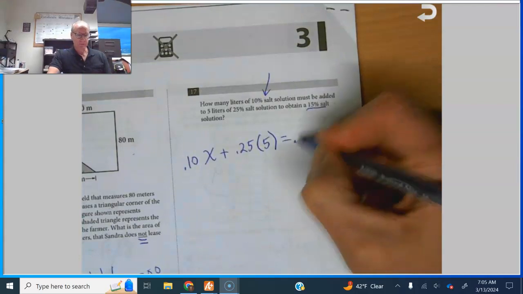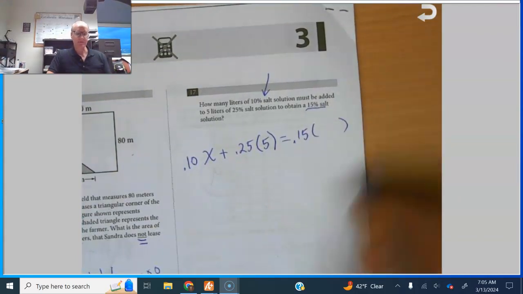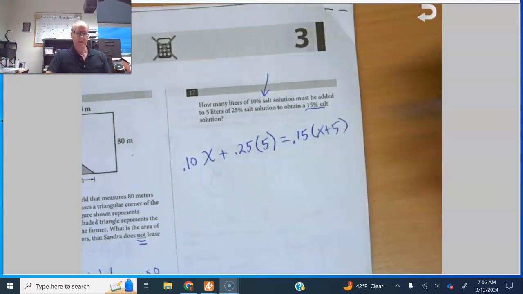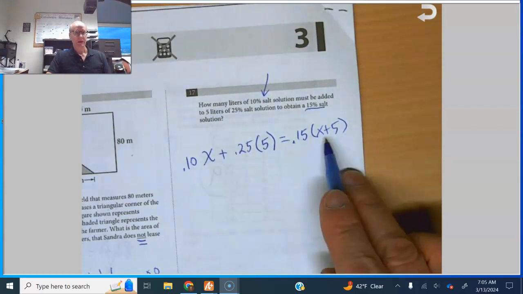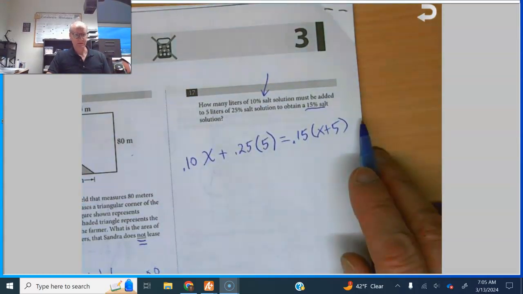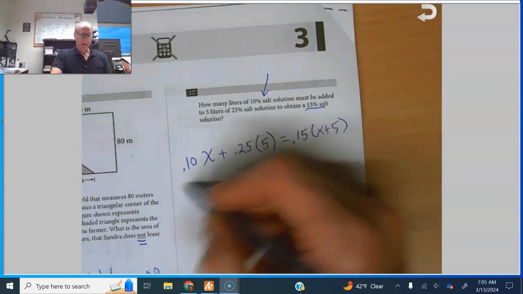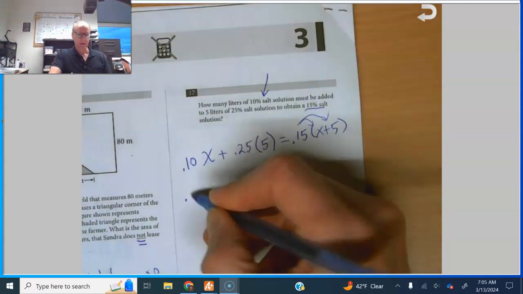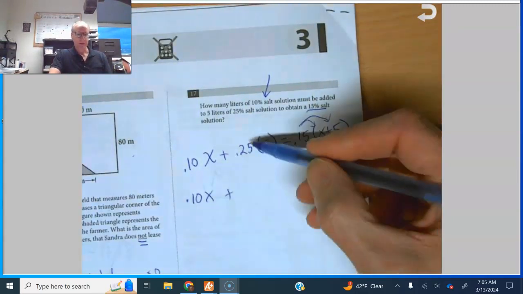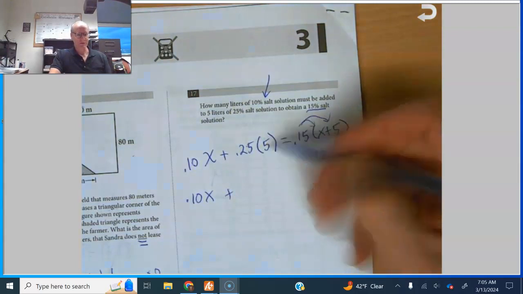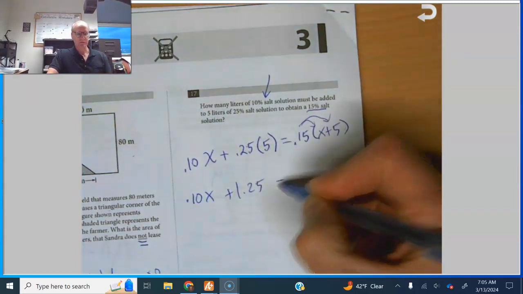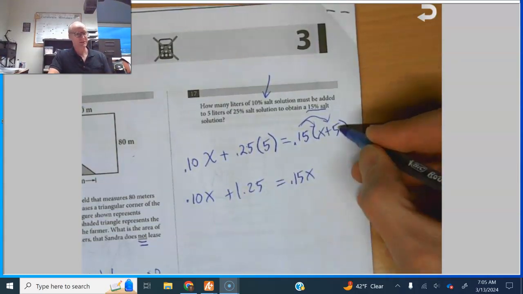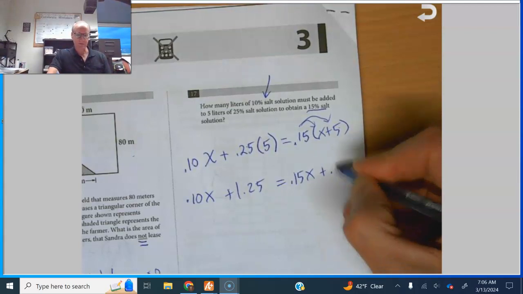Well, we have 15%, but how many liters do we have now? I have X plus 5 liters. Now, all I have to do is solve this equation. A lot of people are going to get hung up on the decimals, and I'm going to show you what to do about that. I'm going to go ahead and distribute my 0.15, so it's going to look a little funky, but it's okay. 0.10x plus 0.25 times 5, that's 5 quarters, is $1.25, is equal to 0.15x, and 15 times 5 is 75, so we're talking about 0.75.